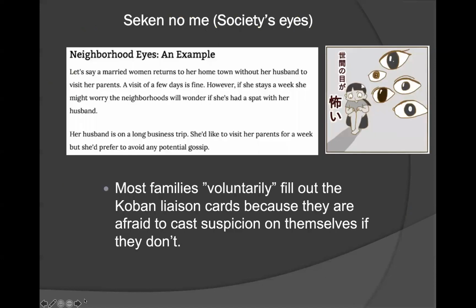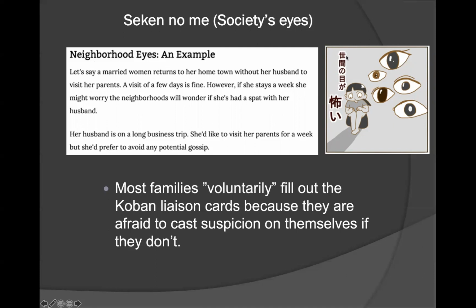Okay, so for some examples, because it's a little tricky to understand this, there is a phrase called Seken no me, which means society's eyes. For example, let's say a married woman returns to her hometown without her husband to visit her parents. A visit of a few days is fine. However, if she stays a week, she might worry the neighbors will wonder if she's had a spat with her husband. Her husband is on a long business trip. She'd like to visit her parents for a week, but she'd prefer to avoid any potential gossip. In this case, the neighborhood is Seken no me, which is society's eyes.